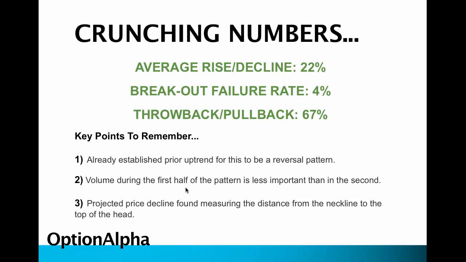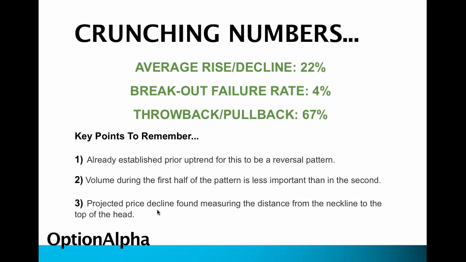Volume during the first half of the pattern is less important than in the second. And basically what I'm talking about in this is that we like to see some volume confirmation on the breakout. We like to see declining volume through the first half of the pattern, and then as we start to get closer and closer toward the breakout point, increasing volume, signaling that more and more people are hitting the exit doors, which would really confirm a big market top.